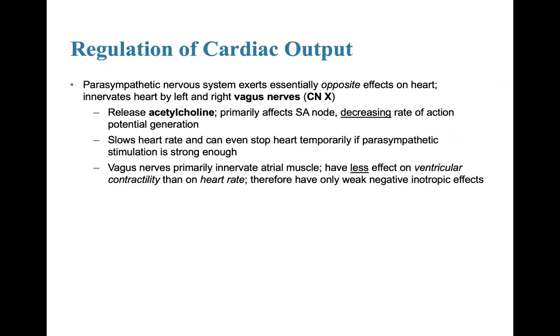The parasympathetic nervous system exerts essentially opposite effects on the heart. It innervates the heart by the left and right vagus nerves, which is cranial nerve number 10. They release acetylcholine, which primarily affects the SA node, decreasing the rate of action potential generation. This slows the heart rate and can even stop the heart temporarily if parasympathetic stimulation is strong enough.